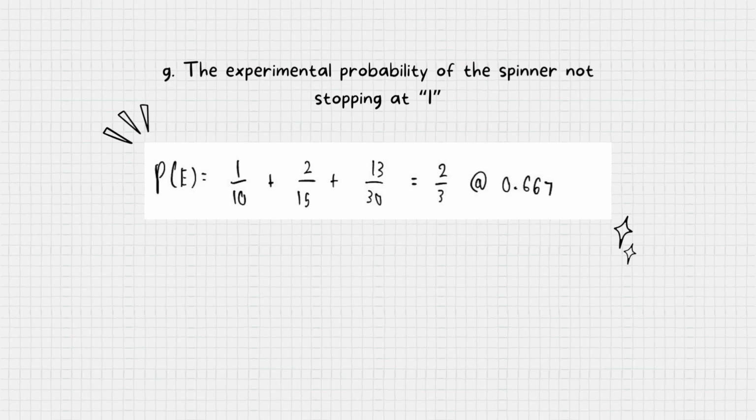Next, we need to calculate the experimental probability of the spinner not stopping at number 1. The other meaning of the spinner not stopping at number 1 is that the spinner is stopping at number 2, 3, and 4. So we need to sum up the probability of each number. The probability of the spinner stopping at number 2 is 1 over 10, number 3 is 2 over 15, and number 4 is 13 over 30. Then we add all up and we'll get 2 over 3, or in a decimal point, 0.667.